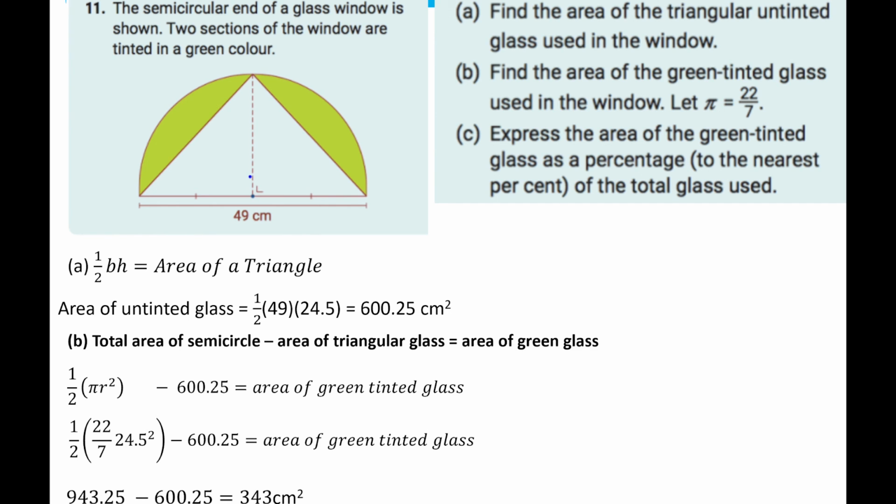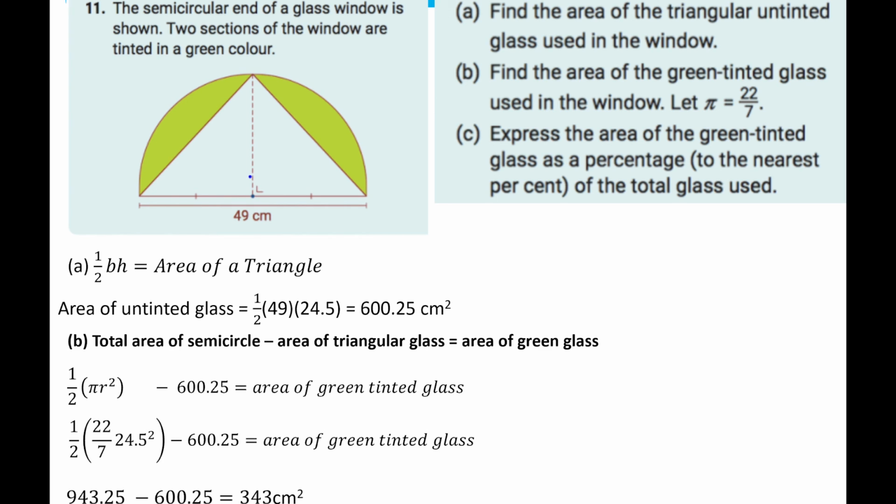And taking the area of your triangular glass from the semicircle area gives us 943.25 minus 600.25 equals 343 centimeters squared. So the area of the green tinted glass is 343 centimeters squared.